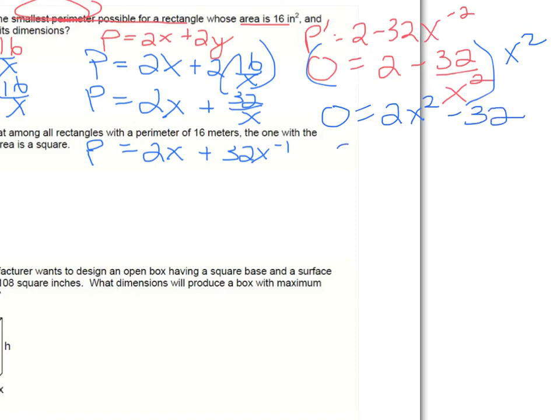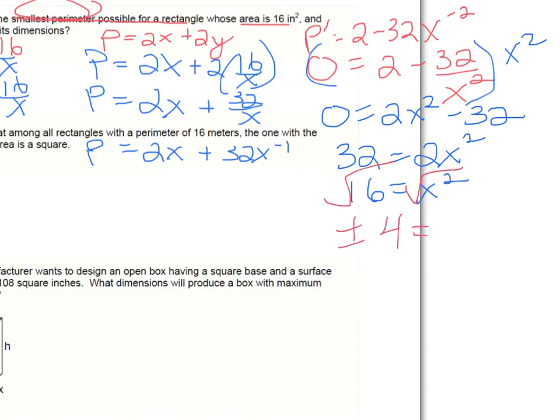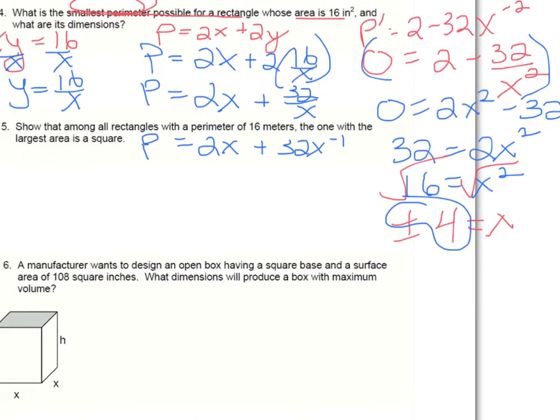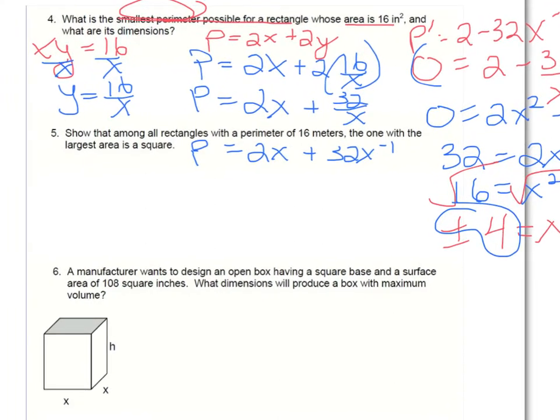Now solving it, we're going to move the 32 over, divide by 2, square root both sides. So we get plus or minus 4 is x. But because it's a physical situation of a rectangle, it's just positive 4 is our answer. And then finding the other dimension, I'm going to plug in 4 for x. We also get 4 for y.